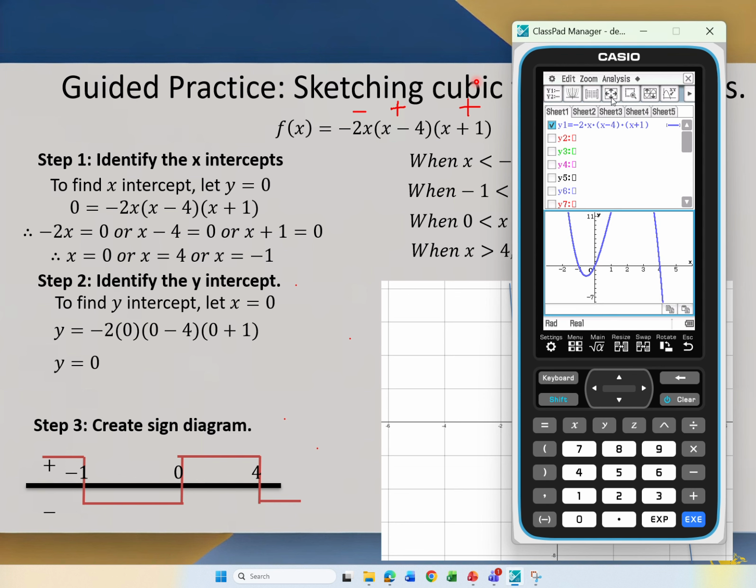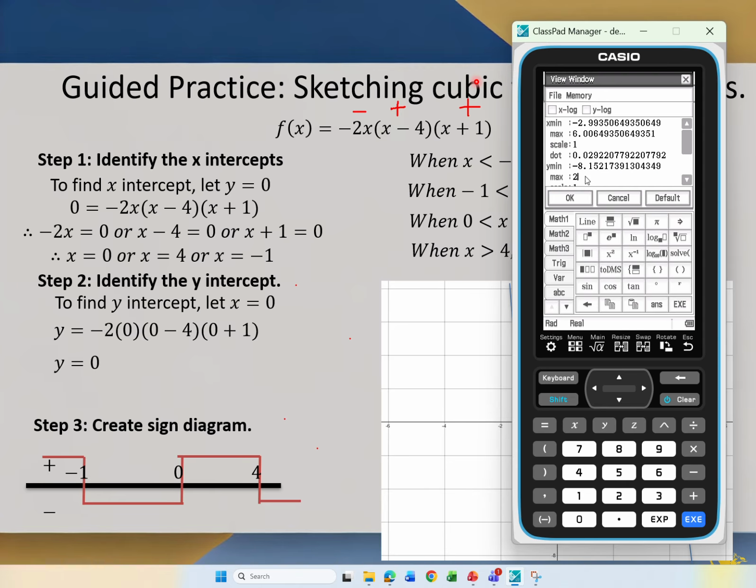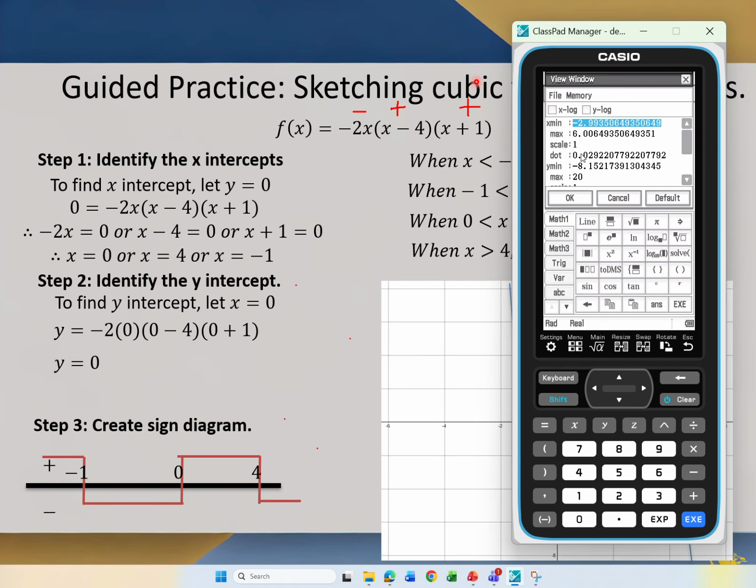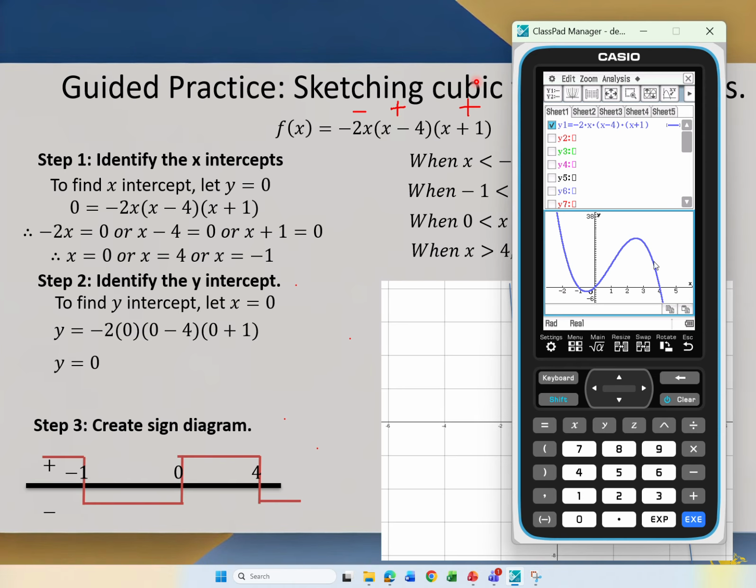So I should have said, if I go to this button where it's got the 4 arrows, I click on it. I just type in 20. I still can't see it, so I'll change it again. Let's make it y is 40. Okay, now I can see my local max.